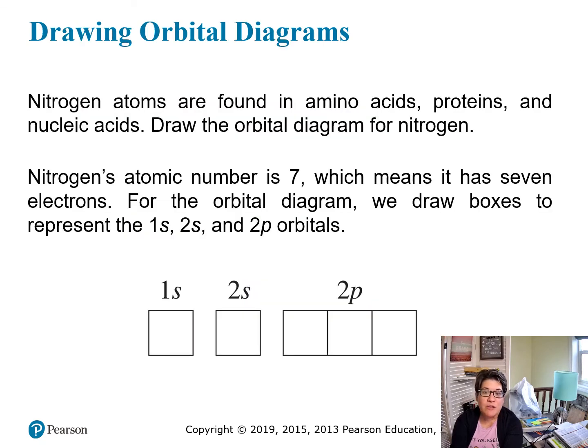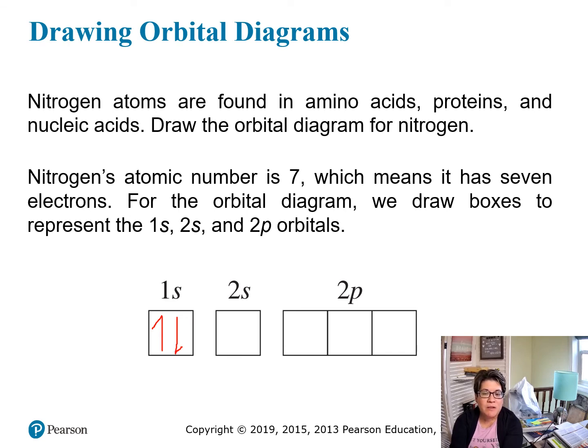So let's see if you can draw this one, and I'll do it with you. So nitrogen's atomic number is 7. That means it has 7 electrons. So we're going to fill up this orbital diagram. Sometimes they're written just with a little arrow like that. I think that last diagram had it, so you'll see that a lot. Or you can write the full arrow.